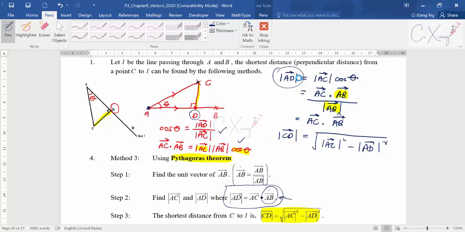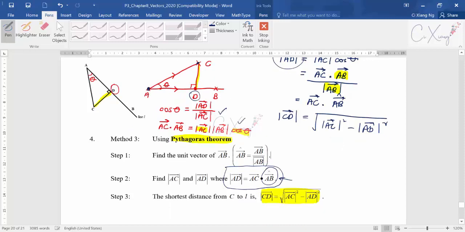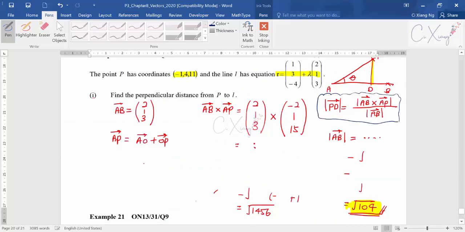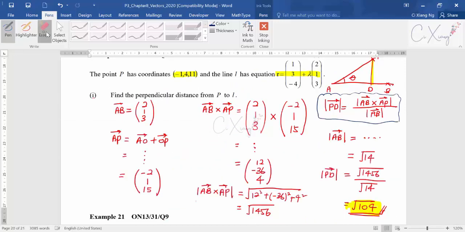Pythagoras theorem. Again, in the exam or in the formula booklet, they won't show you all these details. So if you want to apply this method, make sure that you remember the proper steps and also the proper formula. Again, I will discuss this method by using one example, example 20. If you're interested in example 21, then you just try it out on your own.